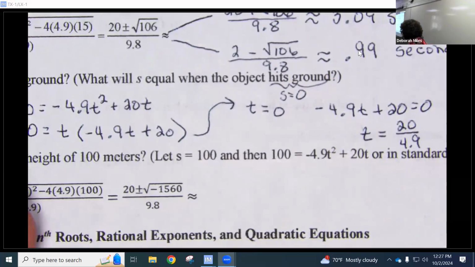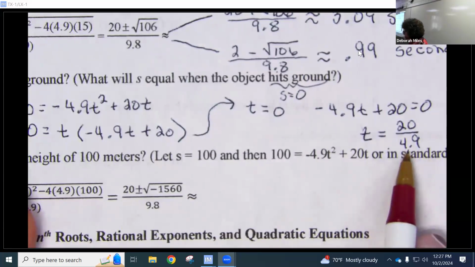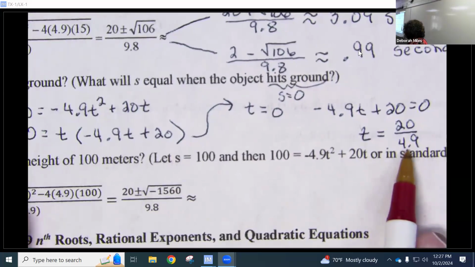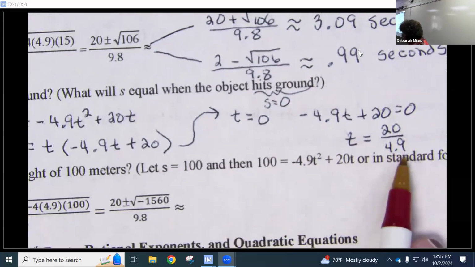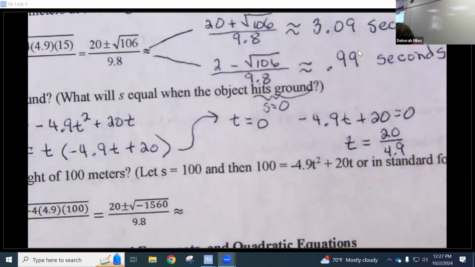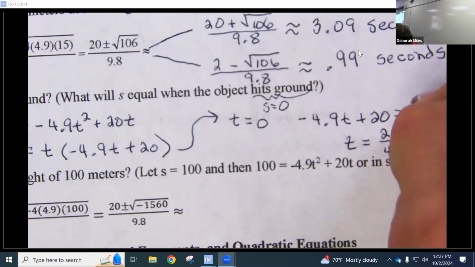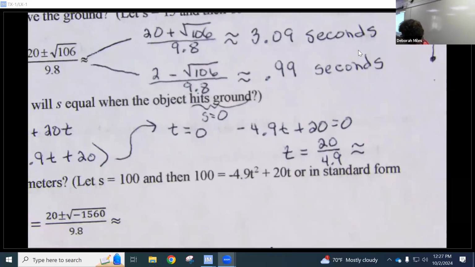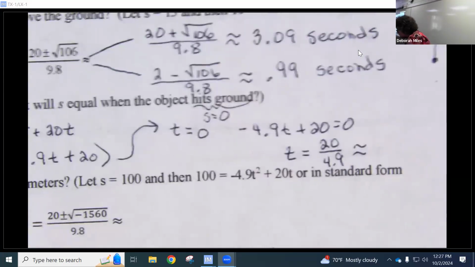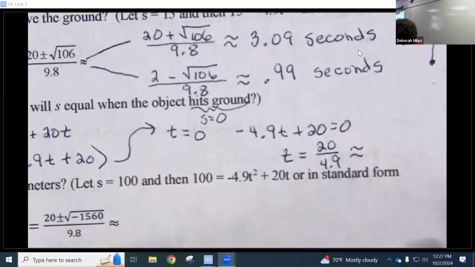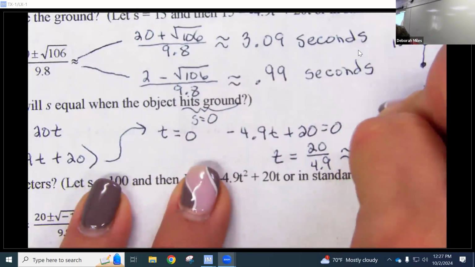What's that going to be darn close to? 20 divided by almost 5. That's going to be darn close to 4. Since we've rounded the others to 2 decimal places, would somebody give me that to 2 decimal places? 4.08.